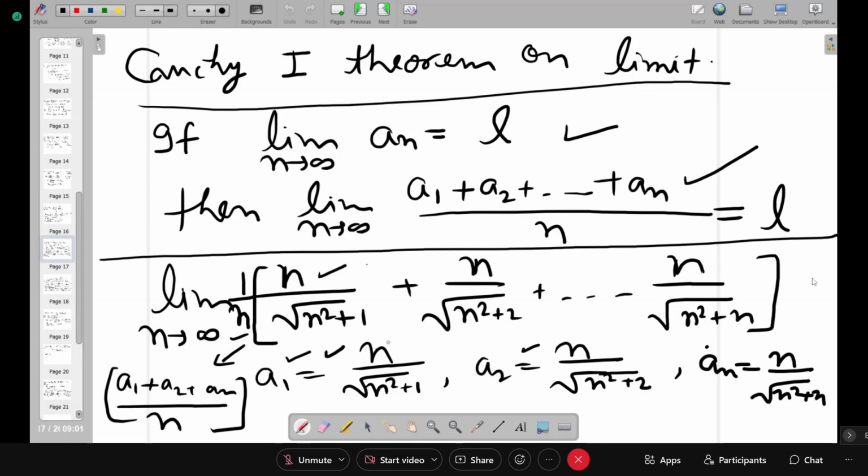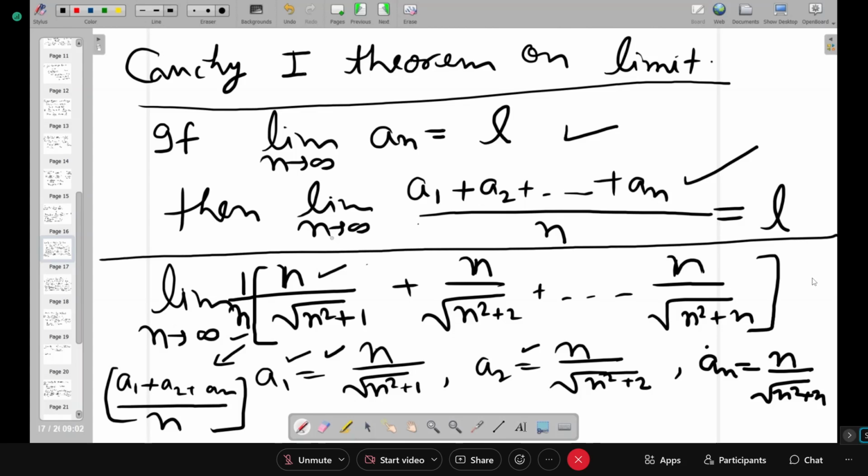Here, this is the way only. Either you can apply the Cauchy-First theorem on limit, and a lot of other methods also to find out the limit. Here, the limit is 1. So, to compare with this form, we are multiplying and dividing by n. Because in the original form, you cannot compare with this form. If you are not comparing, then you cannot apply the Cauchy-First theorem on limit. To apply it, you have to multiply. Okay. So this is the case.